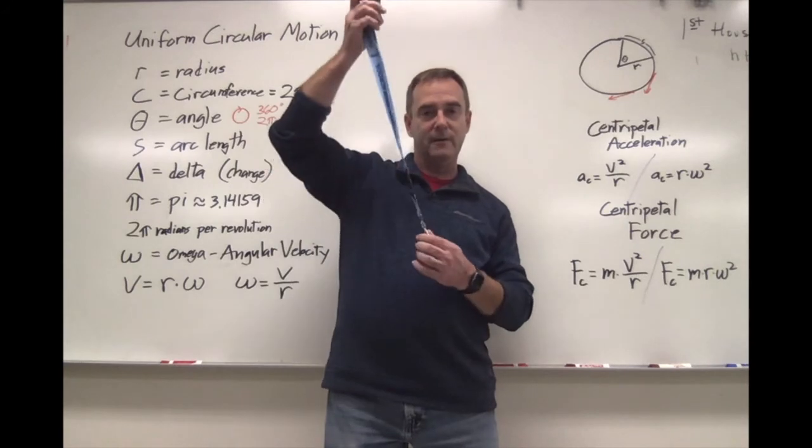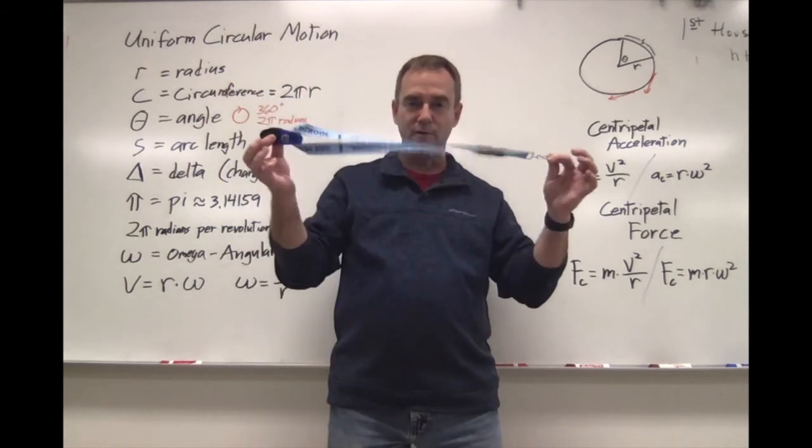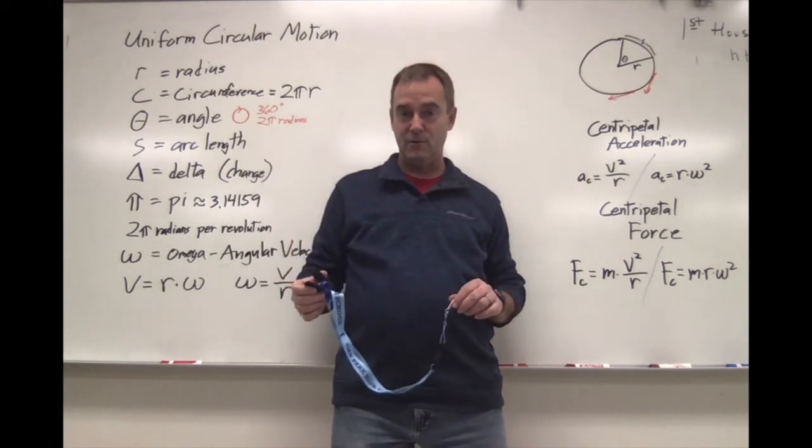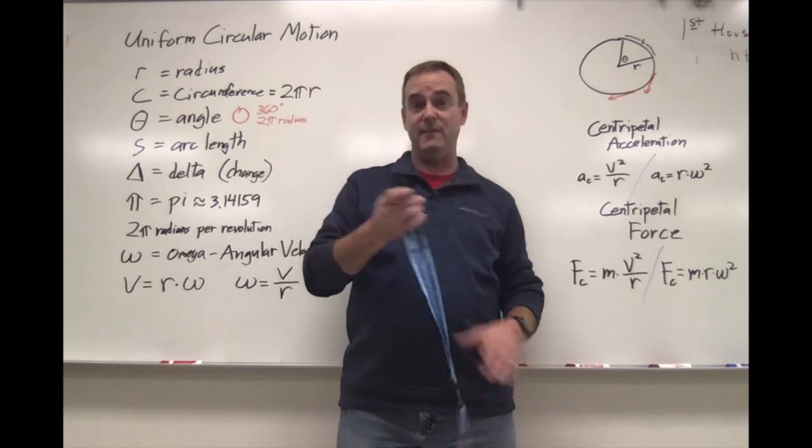Double the radius on this, but keep its velocity around the outside the same, and the force is cut in half to keep that same circular motion. What if we double the mass? That's the easy one to figure out, right?